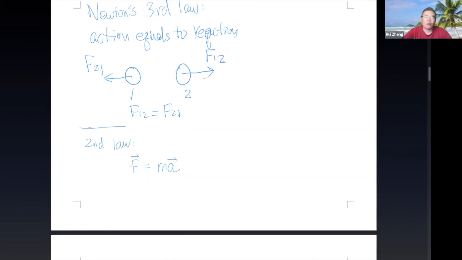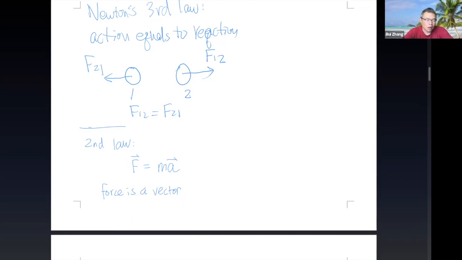So the force is a vector, okay? So we need to put an arrow on top of it. And so force is a vector, okay? And this is actually why we need to spend the whole chapter talking about solving problems with Newton's law, because force is a vector.